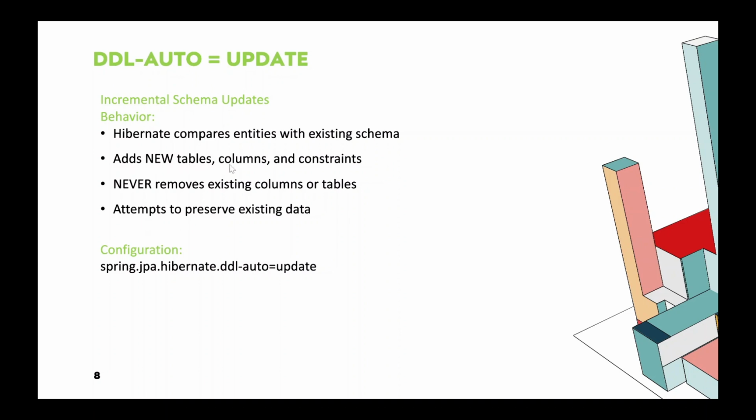So it adds new tables, columns, and constraints. If it is update, it never removes existing columns and tables. That's an advantage. Basically, as I said, any mismatch, it will create a new column, new table, or new constraint. That's what happens here. It attempts to preserve existing data, so it does not delete tables and does not delete columns. If a column is mismatched, it will create a new column, so old columns and old tables will remain available.